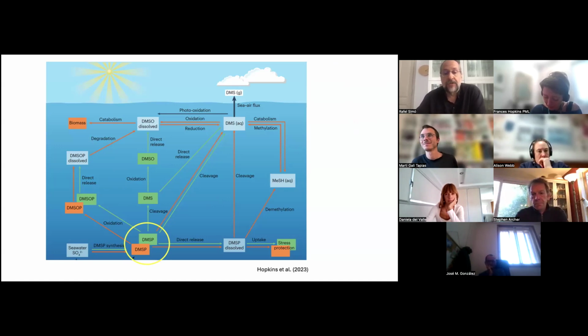The aim of this talk is just to provide an overview of what has been used so far to be able to estimate or even measure the biological consumption rates of the methylated sulfur compounds. And I took this nice diagram that Frankie and others put together last year.